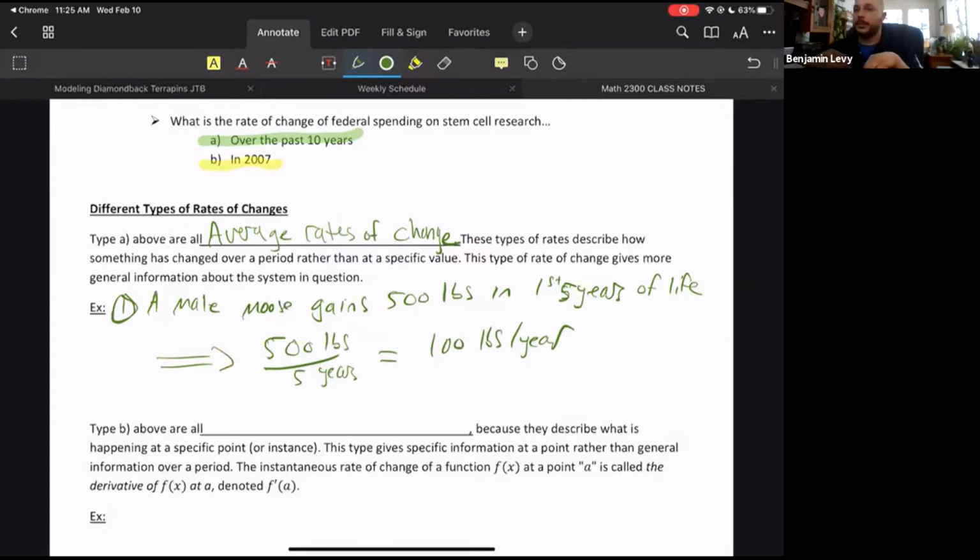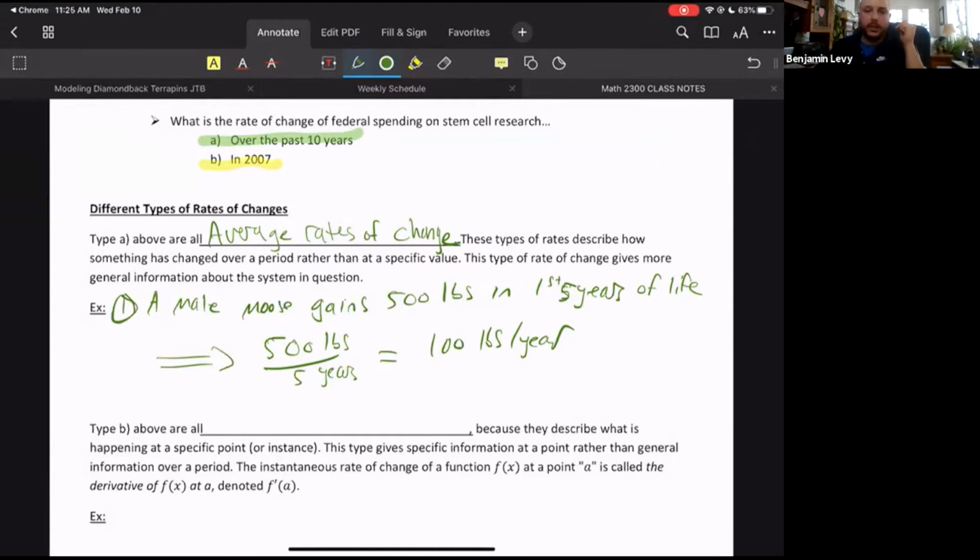Well, not us mammals, but most mammals that live in the wild lose weight over the winter, right? So they might go up, go down a little bit, go up, go down throughout the 5 years, and we're just saying on average over that span they gained 100 pounds per year, right? So you're gaining general information, nothing very specific.